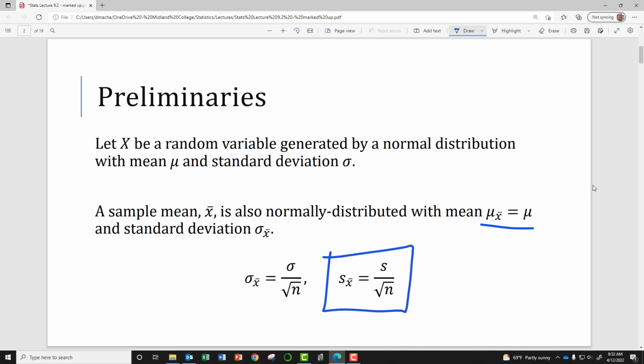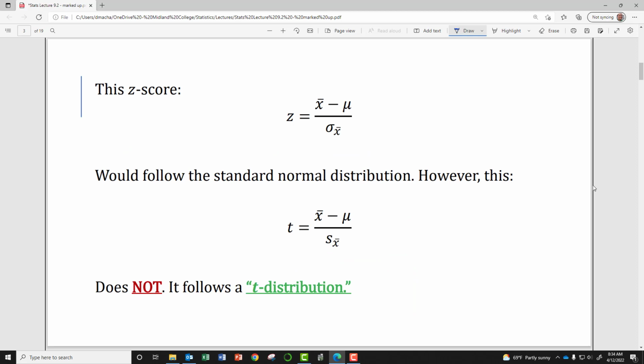And so this is one thing we're carrying forward from chapter 8 that we need to know. And it turns out that this z-score, the one where I take my sample mean and subtract the mean of the distribution and then divide by the standard deviation of the sample mean, so it's the parameter version. If I happen to know what that parameter is exactly, then we would say that this z-score follows the standard normal distribution.